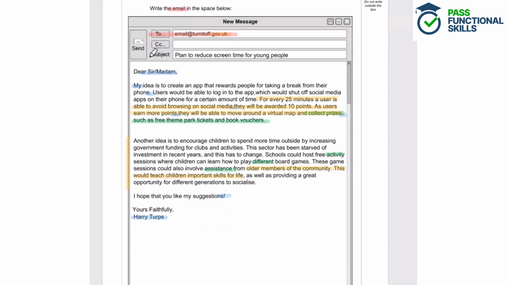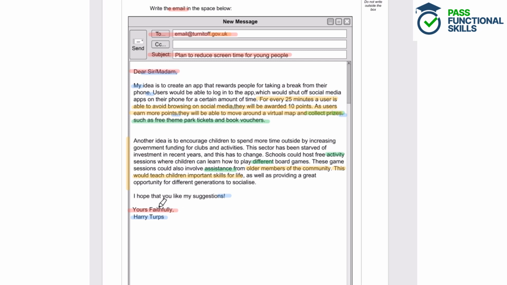We've also got a subject line. Now a subject line just gives a short summary of what the email is going to be about, and this email is about a plan to reduce screen time for young people. We've then got a polite address, so dear sir, madam, because we don't know the name of this recipient. And then at the end we have a sign off, yours faithfully.